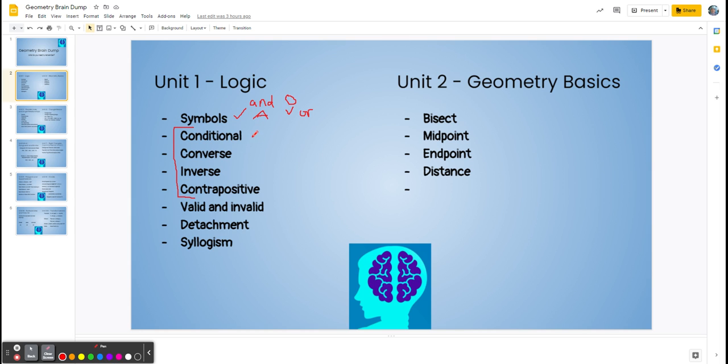These 4: the conditional is P to Q. The converse changes the order to Q to P. The inverse keeps the order but puts in a not, so not P, not Q. And then contrapositive, we change order and not. So that's not Q to not P.